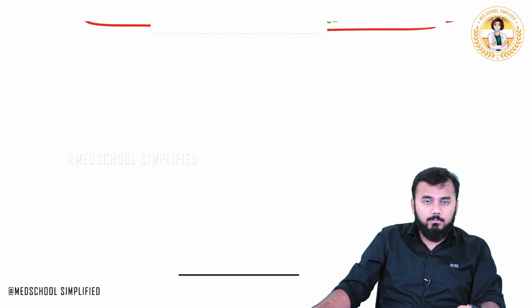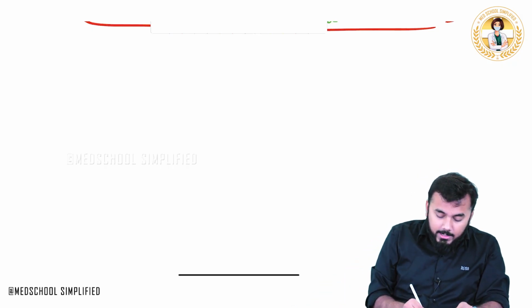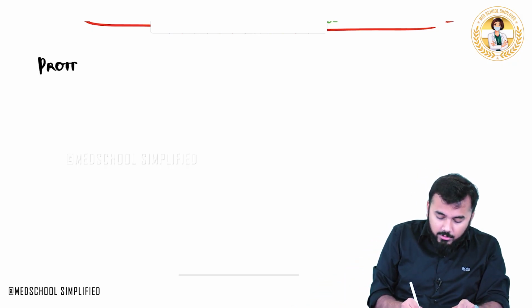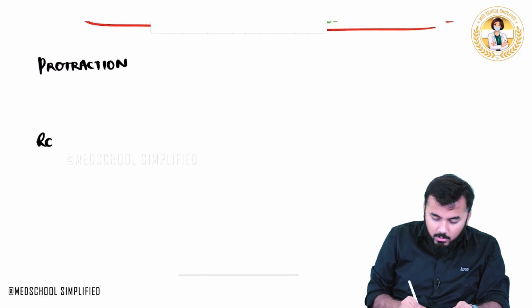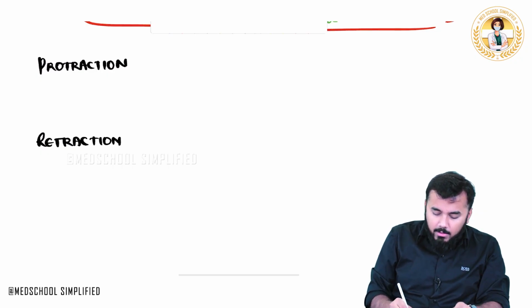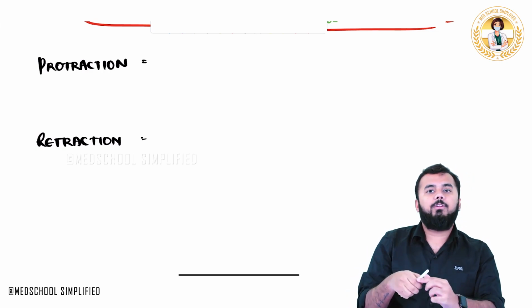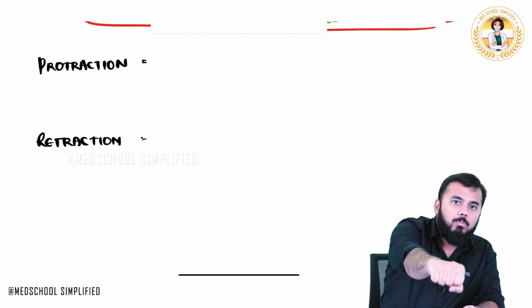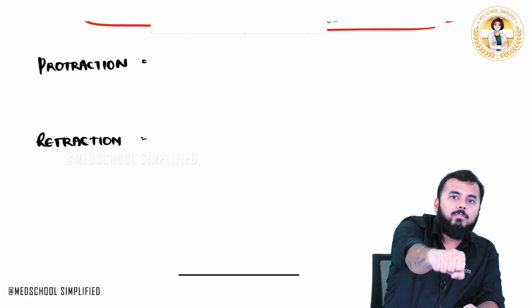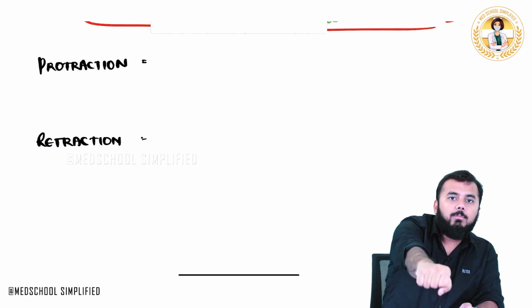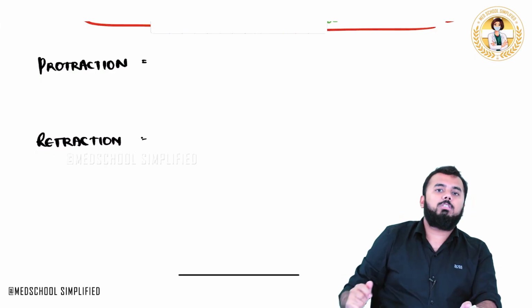Okay, let me write the heading here. One is called protraction of scapula. Another one is called as retraction of scapula. Now, which muscle causes protraction of scapula? If scapula is to bend forward, then I have to pull my hand forward like this. So when I'm keeping my hand forward like this, that is what causes protraction.